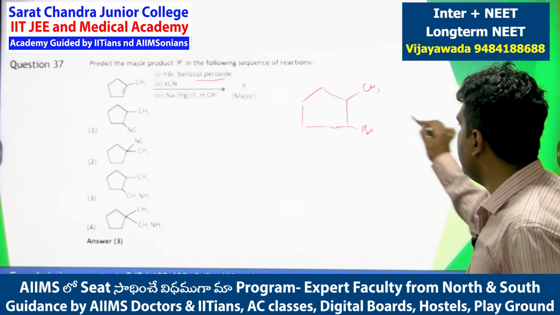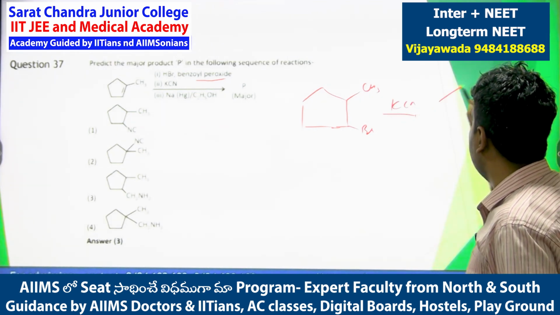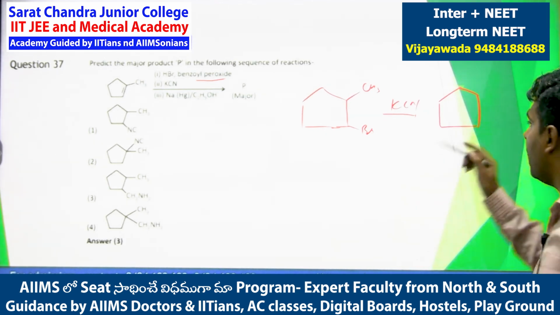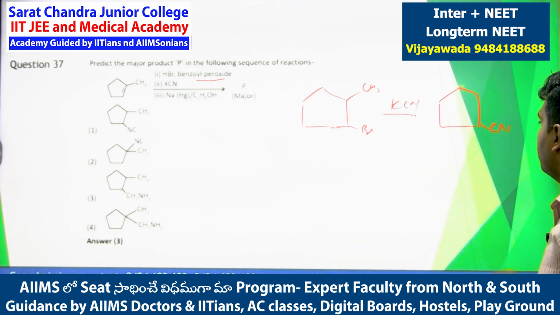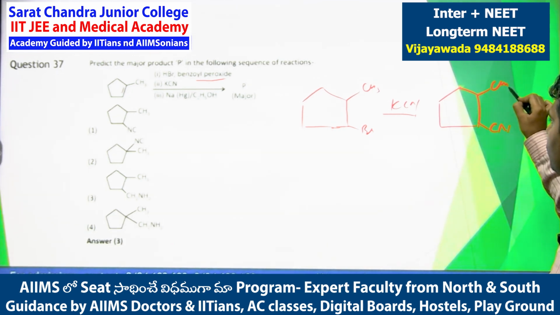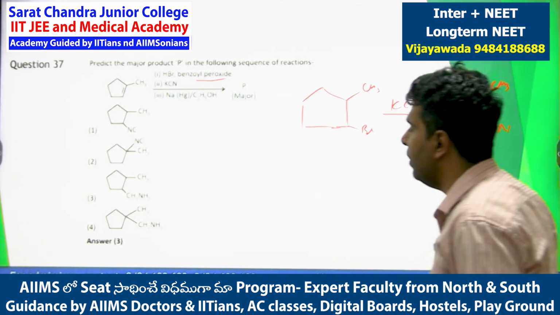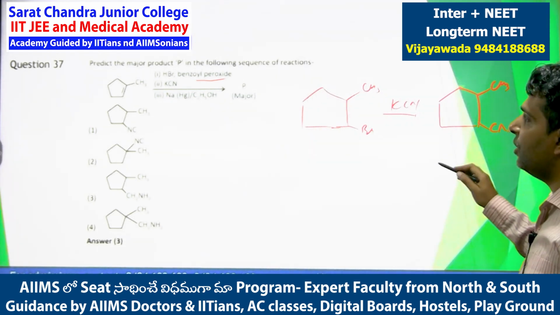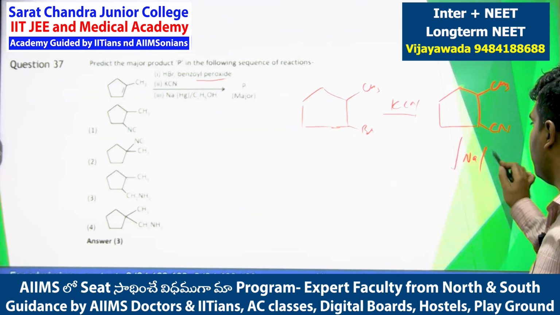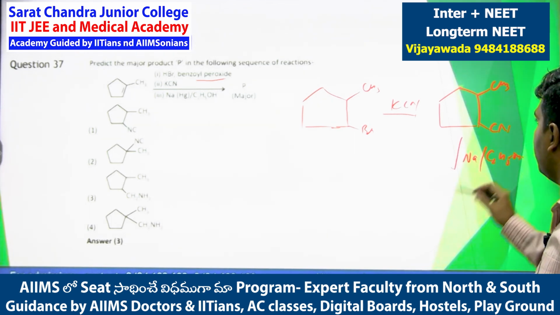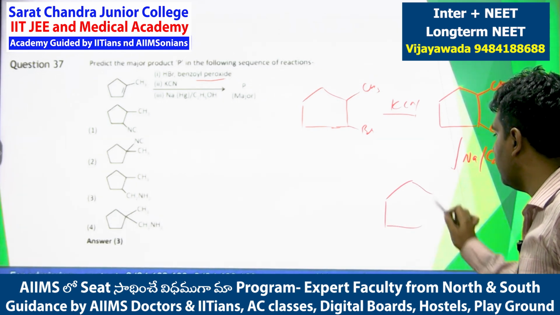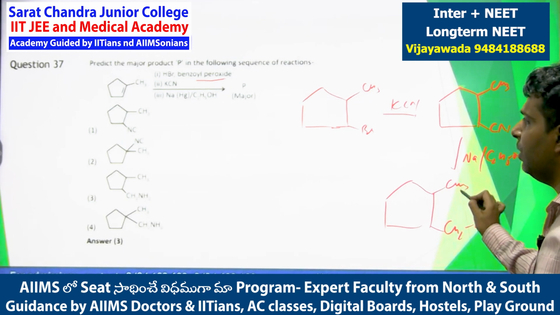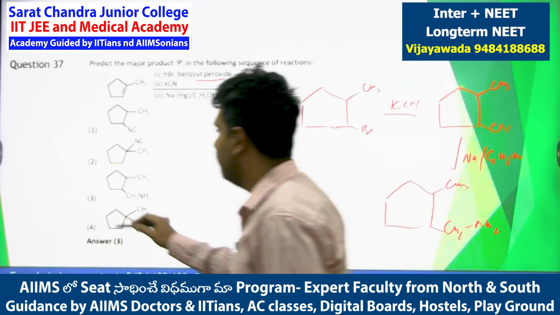Then KCN. With KCN, this bromine will undergo substitution. The CN minus ion will attack, and the bond will be through the carbon of the cyanide. So this will be the compound after the second step. Now reduction with sodium and ethanol. Reduction of the cyanide will give me a CH2NH2 group. So this will be the final product, that is the third option.